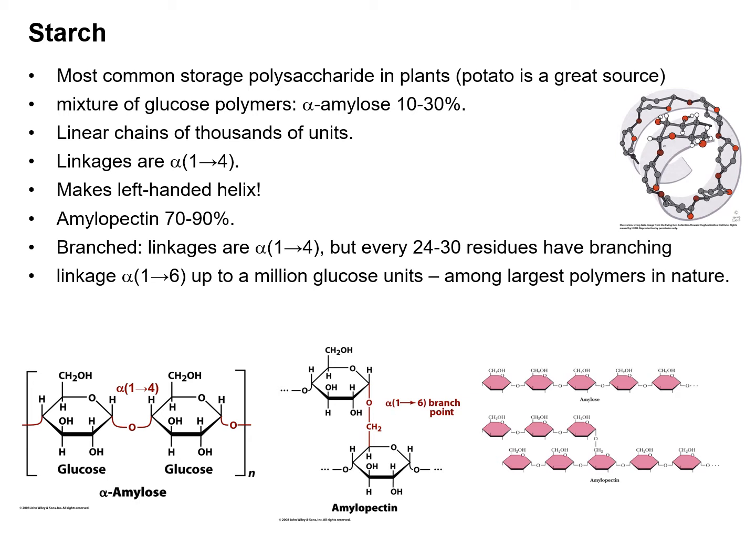It also contains roughly 70 to 90% amylopectin, whose structure is shown here as well as here too. And this one basically shows a branched structure where the linkages are alpha 1 to 4. But every 24 to 30 residues within this polymer, it will have a branch, and the linkage will be alpha 1 to 6, and that goes up to 1,000,000 glucose units. So that makes starch among the largest polymers in nature.